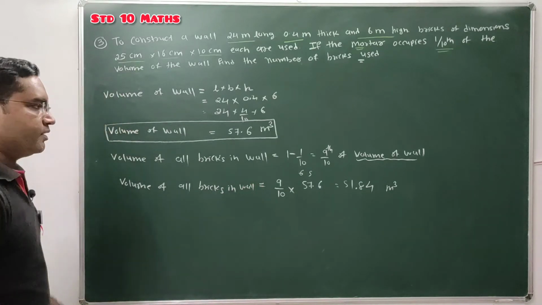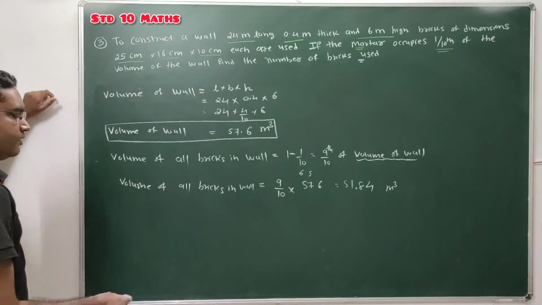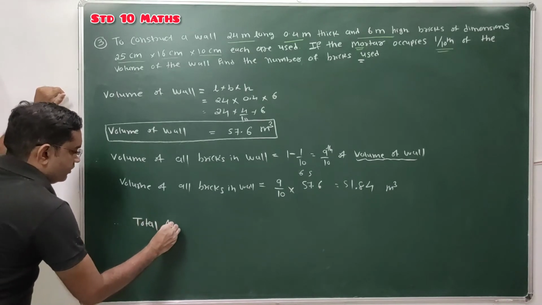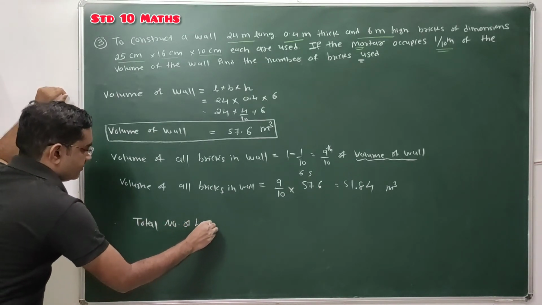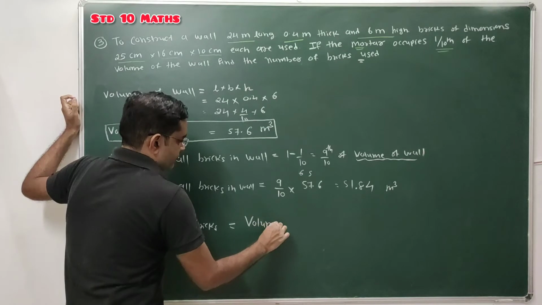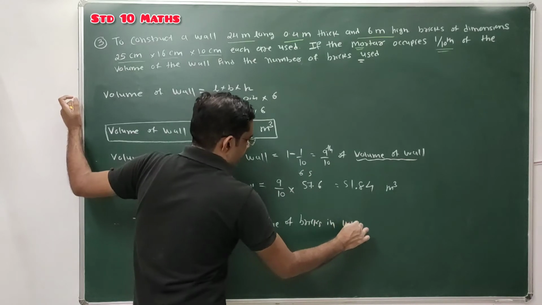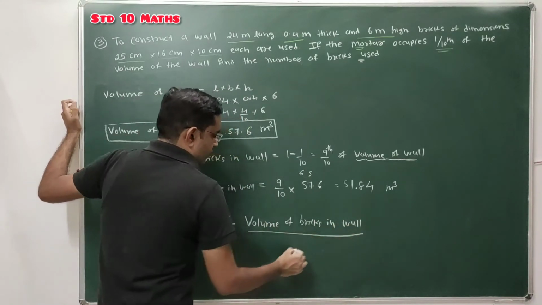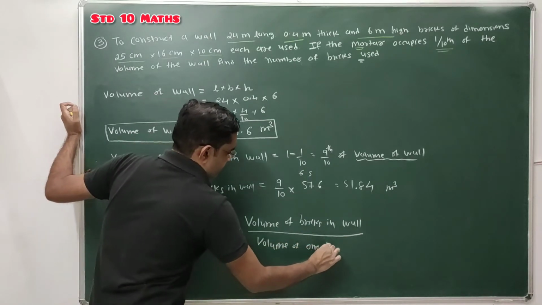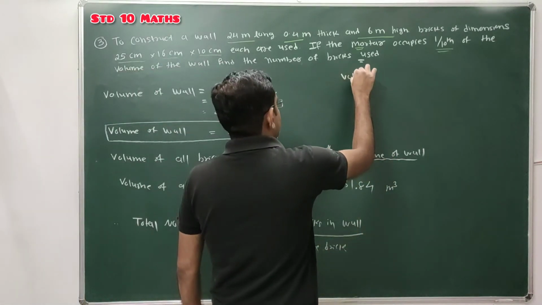We have to find the total number of bricks. So here, if we divide this volume by the volume of one brick, we will get the total number of bricks. Therefore, the total number of bricks in a wall is equal to the volume of bricks in the wall divided by the volume of one brick. So here you have to find the volume of one brick. So let's just find it.